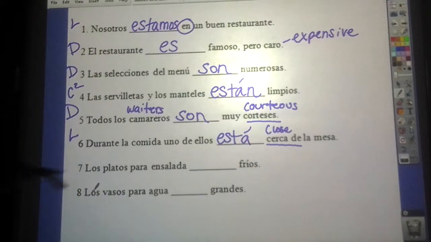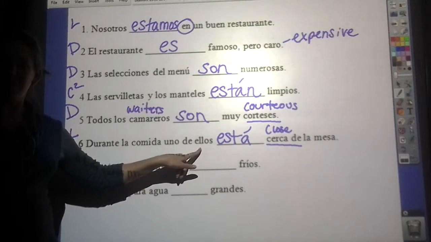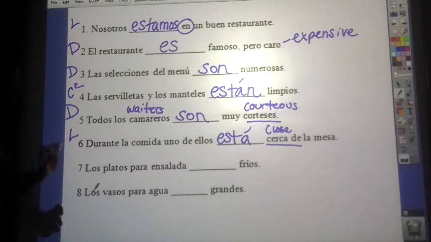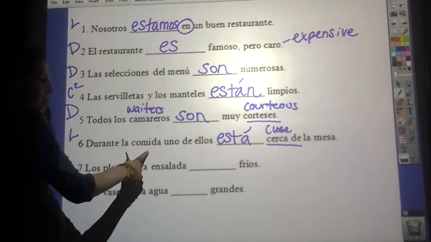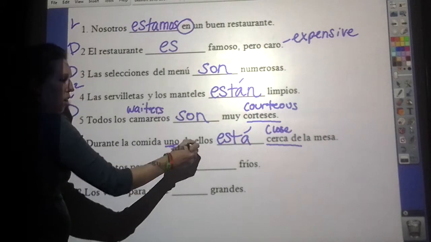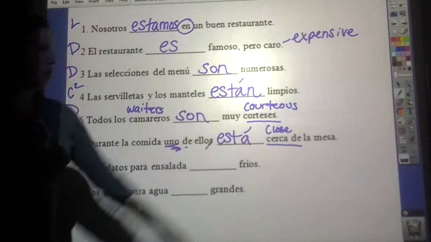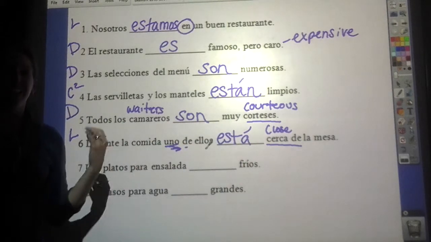Now, why isn't it están? We see ellos here, right? Well, we have to make sure we read completely the sentence, because it says during the meal, one of them is near the table. So one is really what we're conjugating it with. Uno de ellos está cerca de la mesa.